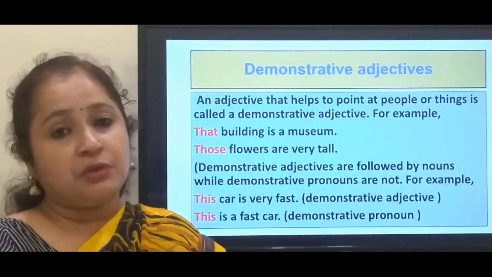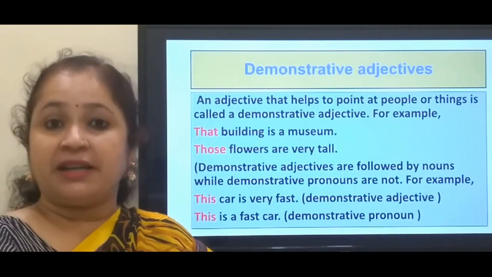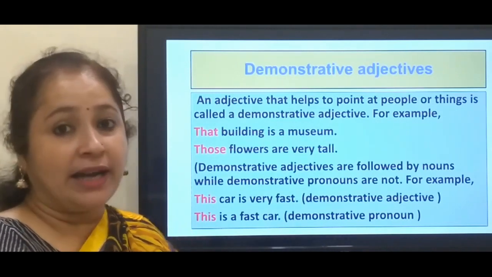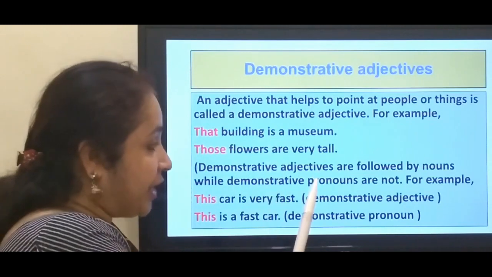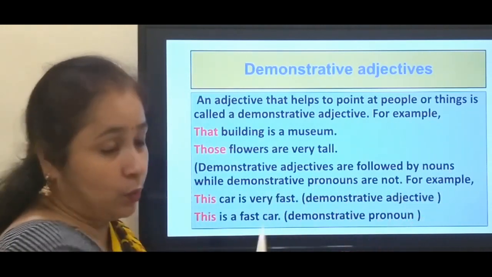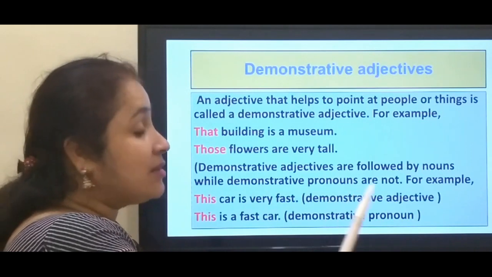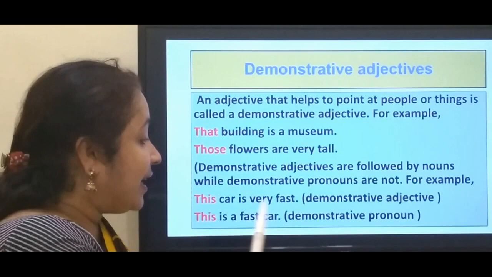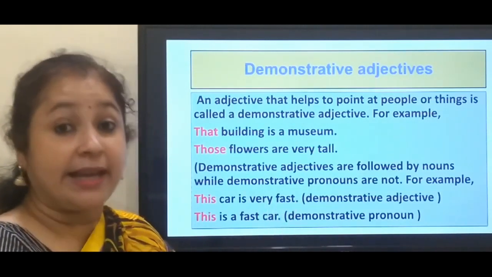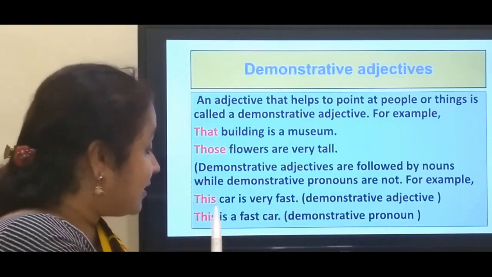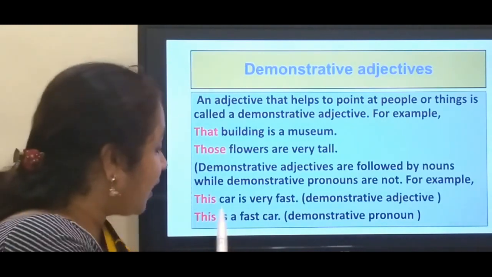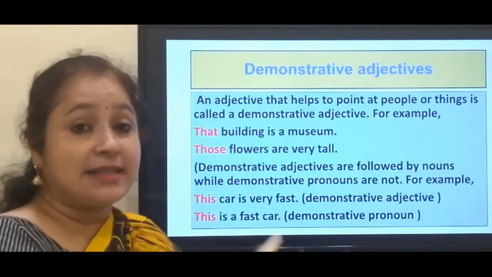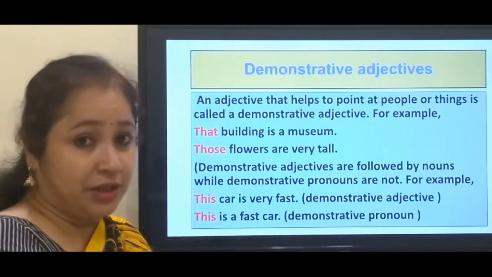Here students, I would like to tell you a difference between demonstrative adjective and demonstrative pronoun. So, let us have a look at it. Demonstrative adjectives are followed by nouns, while demonstrative pronouns are not. Let's see these sentences. This car is very fast. Students, in this sentence, the word this has been followed by the word car. And car is a noun. So here, this is an example of demonstrative adjective.